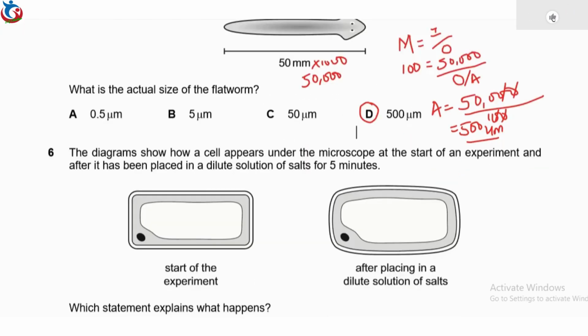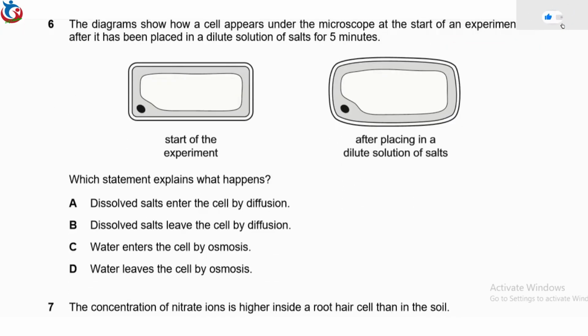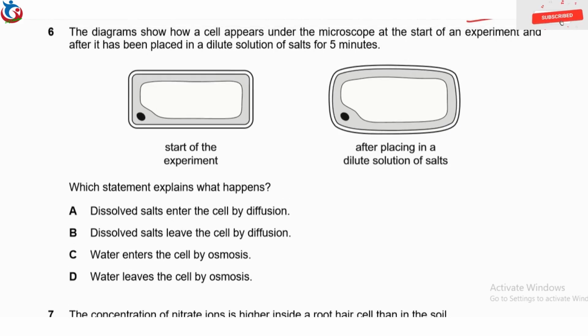So question 6. Question 6 now says, the diagram shows how a cell appears under the microscope at the start of an experiment, and after it has been placed in a dilute solution of salt for 5 minutes. So this is the starting point, having this result at the end of the experiment. Which statement explains what happens?